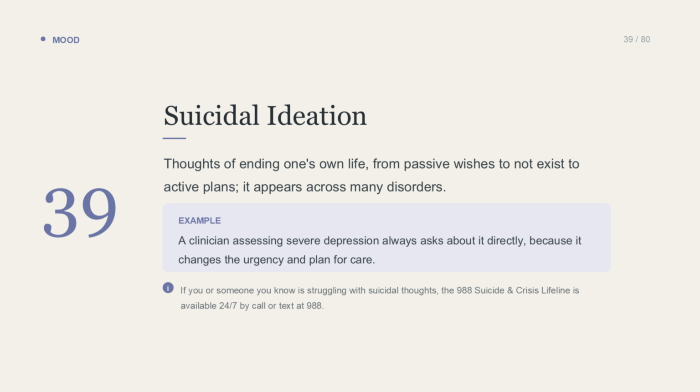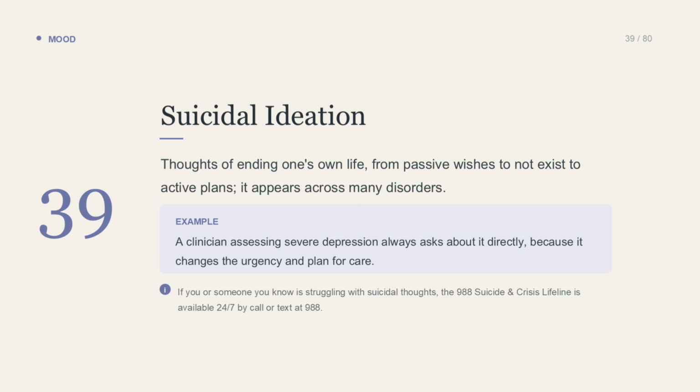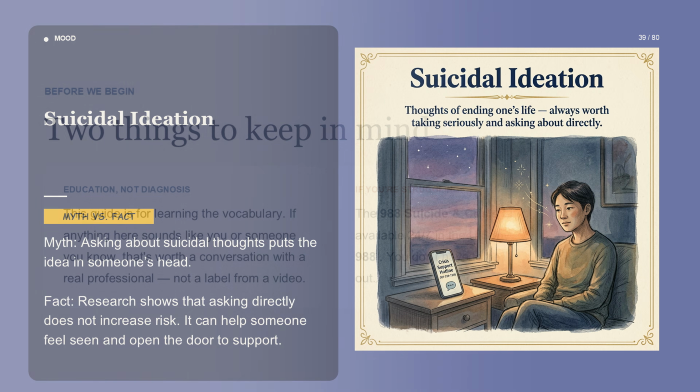Suicidal ideation refers to thoughts of ending one's own life, ranging from passive wishes to not exist to active plans, and it's a symptom that appears across several mood and other disorders. For example, a clinician assessing a patient with severe depression will always directly ask about suicidal ideation because it significantly changes the urgency and plan for care.